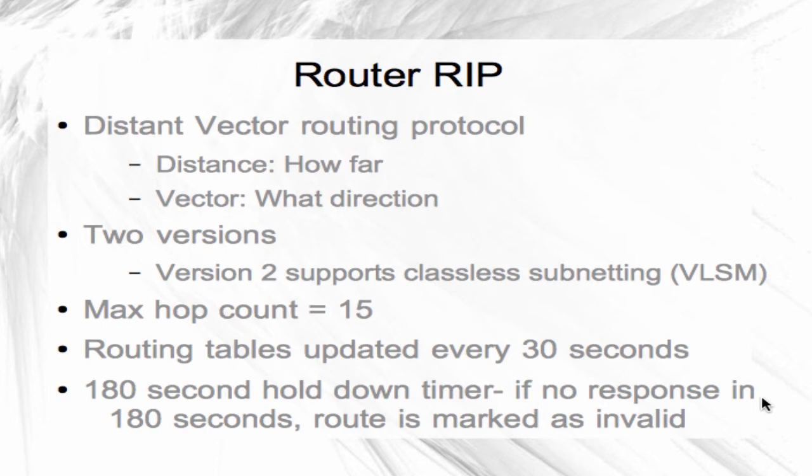Now if the router doesn't receive a table in 180 seconds, it puts the route in a hold down timer. If no response is received in 180 seconds, the route is marked as invalid and no information will be sent out that route.